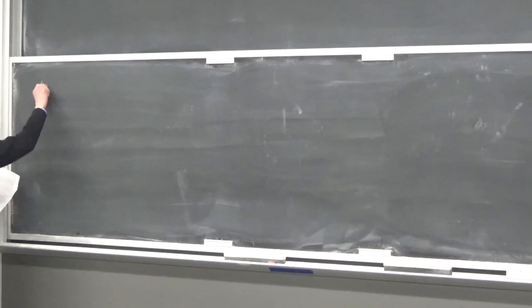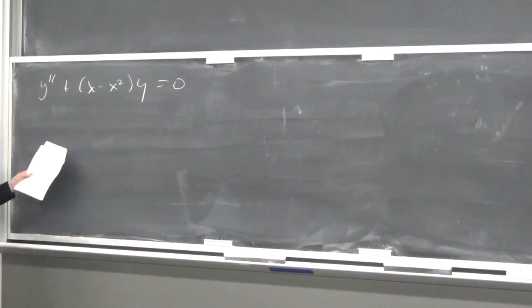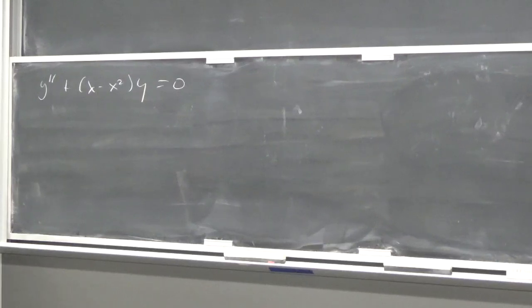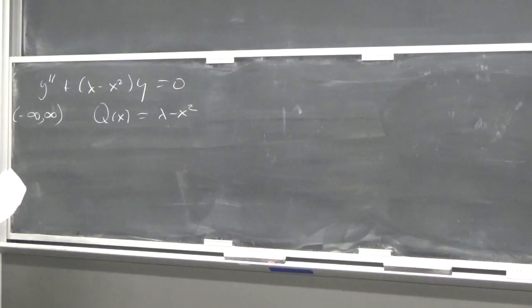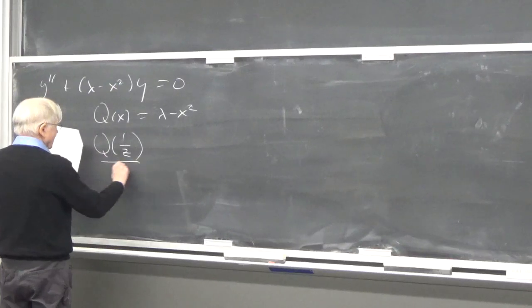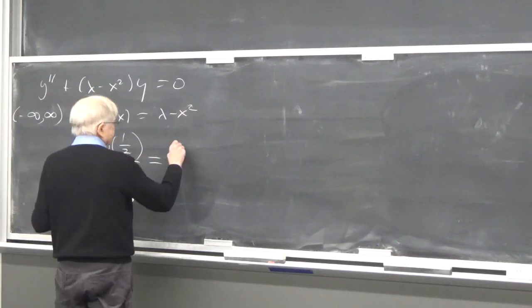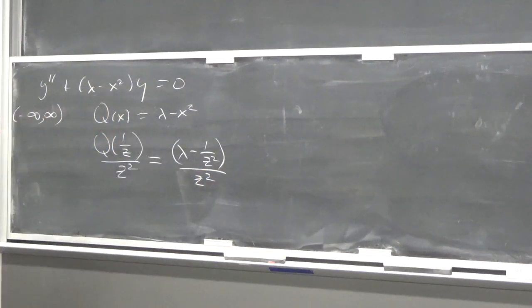So, for example, Hermite's equation is y double prime plus (lambda minus x squared) y equal to 0, and the interval is from minus infinity to plus infinity, so already you have a singular interval. But the function q of x is lambda minus x squared, and so the criterion for a singularity at infinity is how this behaves if you replace x by 1 over z and then divide by z squared. And so this is (lambda minus 1 over z squared) divided by z squared. And now you look at this as z goes to 0.